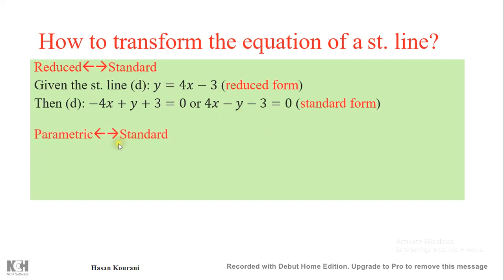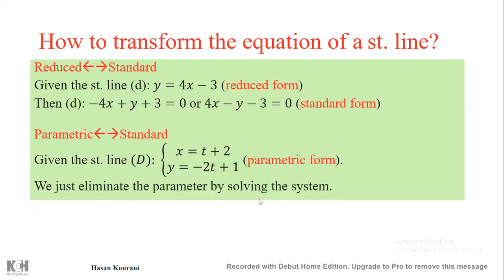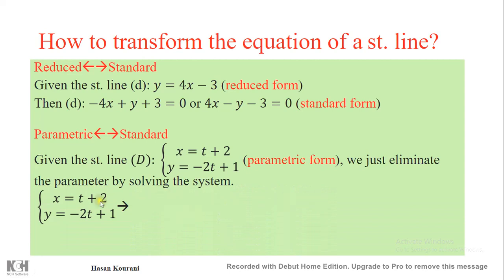Let's transform from parametric to standard, and after that from standard to parametric. In the first case, we are given a system of parametric equations of a straight line D with a real parameter t. Think about how we could find a standard equation of D. In standard form, as you know, we don't have any parameter, we just have a relation between x and y. So we have to think about a way to eliminate t, the parameter, by solving the system.